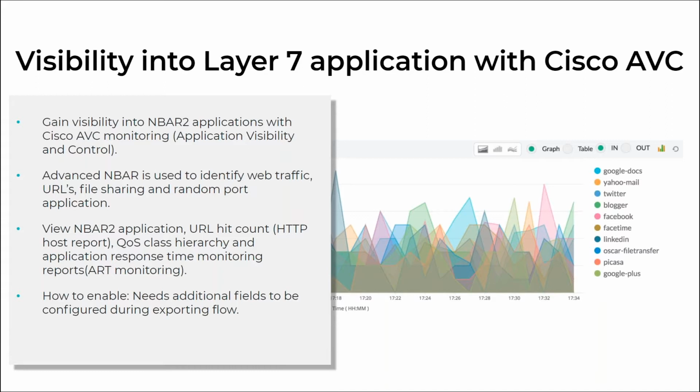Within the flow packet, there will be a certain packet that records data of your layer 7 applications. That's what is happening with NBAR2. You can also see things like the hit count for your host report. We have class hierarchy. We can also tell you the application response time. We have an ART monitoring solution that will show you that. If you need to configure this, you will have to let us know the make and model number, and we will tell you what you need to do to enable this on your system.